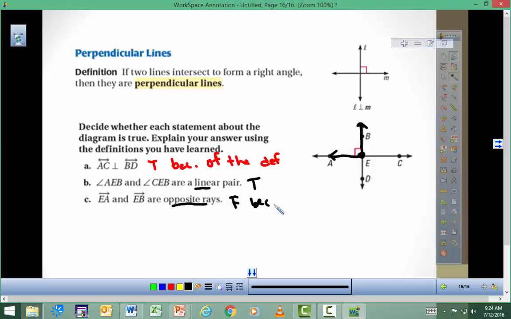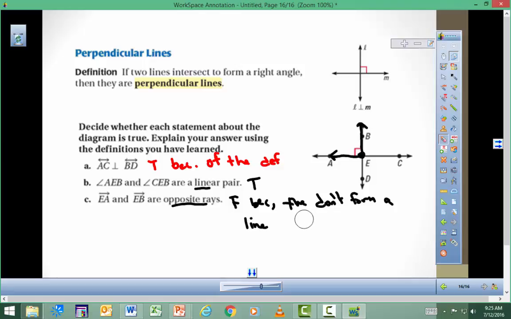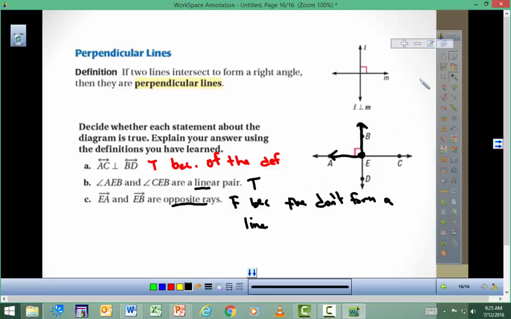Because they don't form a line. And opposite rays, they always have a common endpoint, and they are part of a line to begin with. So anyhow, I'm not sure I need that there. Okay, so there you have it. Some questions, some good practice.